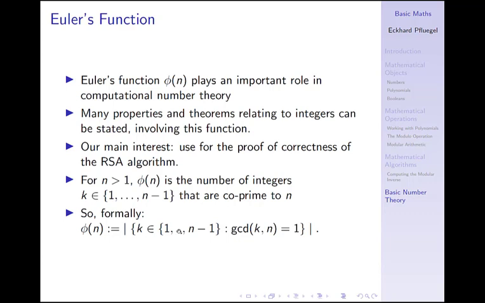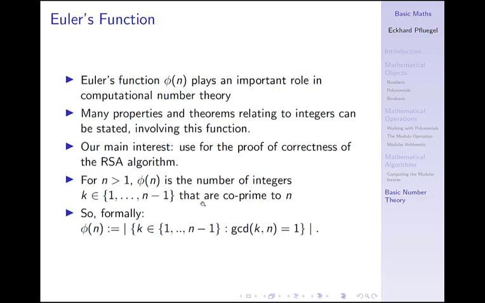So we take all integers that are smaller than n, and we look at each of them. That's our k. And if that number k has a GCD of k comma n equals 1, so if k is co-prime to n, only then do we include it in this overall set. Then if we take the size of that set, we have counted the number of integers that satisfy this co-prime condition. And that is by definition the output of the Euler function.